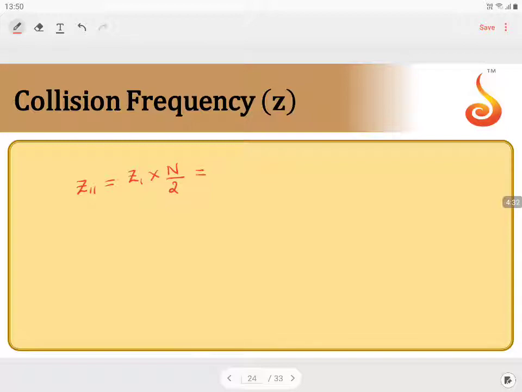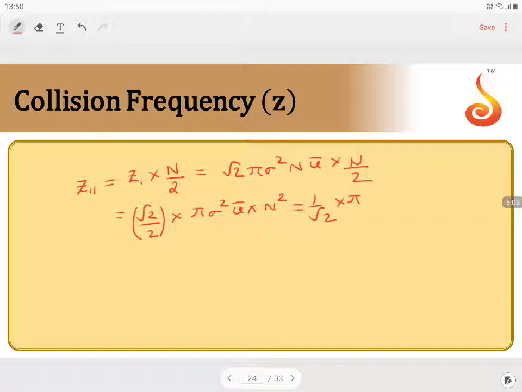Z1, we know, is the collision number, which is given as root 2 pi sigma square n into u bar. This formula is now multiplied with n by 2. Now this becomes root 2 by 2 into pi sigma square u bar into n square, so this is 1 by root 2 into pi sigma square u bar into n, where n can be written as P Na by RT, whole square.